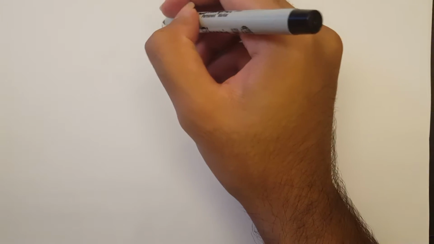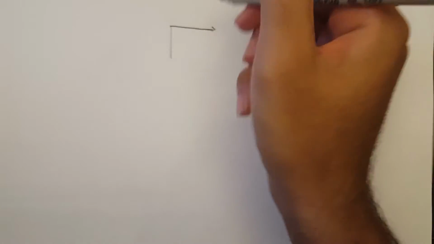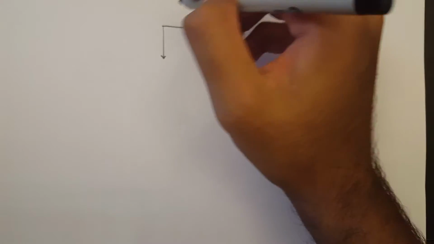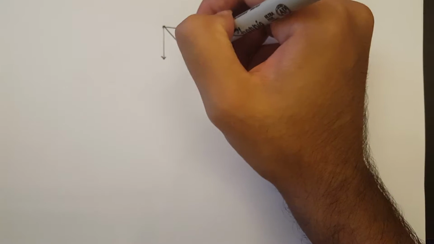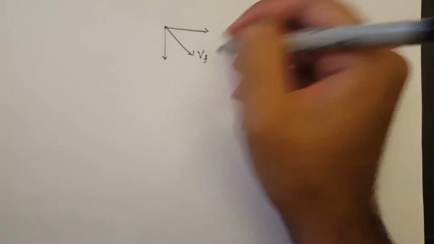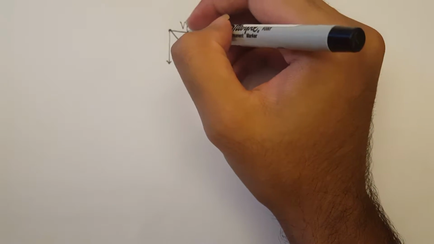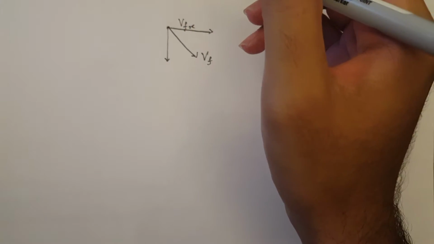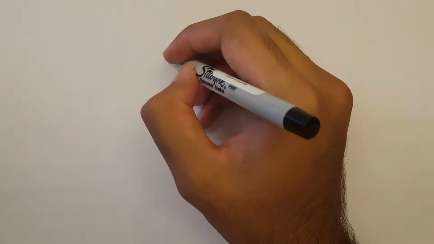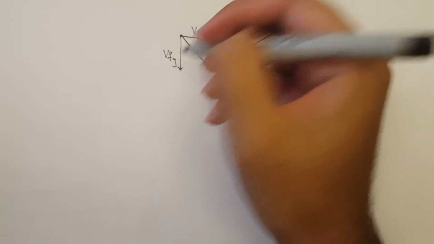So for part B, we are supposed to find the boy's velocity. The boy on the skateboard, we're supposed to find his velocity right before he touches the ground. So basically his final velocity. So in order to do that, we have to find first the final velocity of the x component and also the final velocity of the y component.